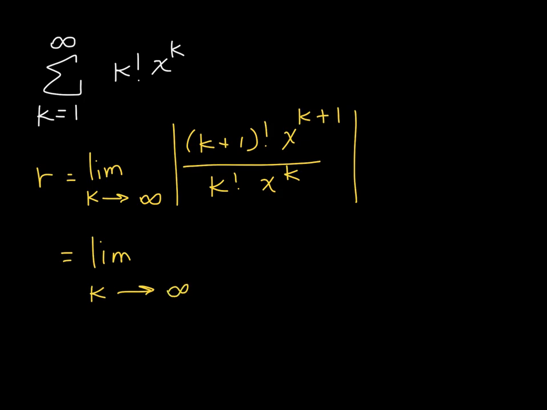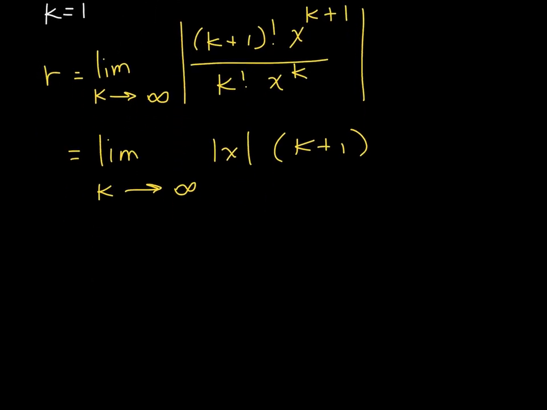There we go. All right, so we know that x to the power of k plus 1 divided by x to the power of k is just x. So I'm going to have the absolute value, of course, of x. And now k plus 1 factorial divided by k factorial is just k plus 1. And what I'm going to do is factor out the absolute value of x like this, all right? So then this is just the limit as k goes to infinity of k plus 1.